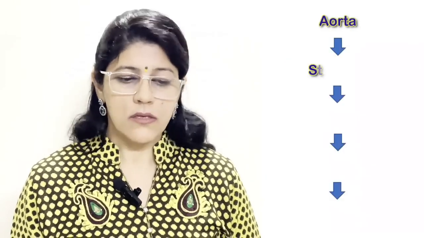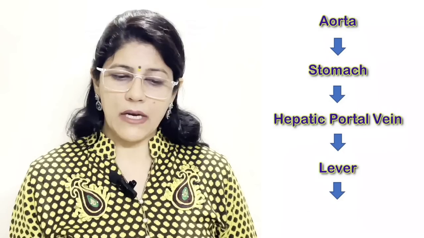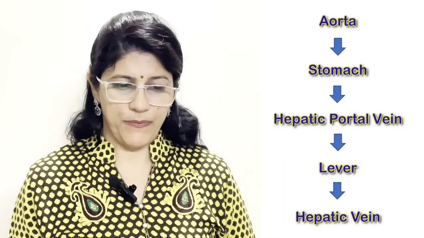Next is aorta, hepatic portal vein, liver, hepatic vein and stomach. So starting with aorta, stomach, hepatic portal vein, liver and last is hepatic vein.